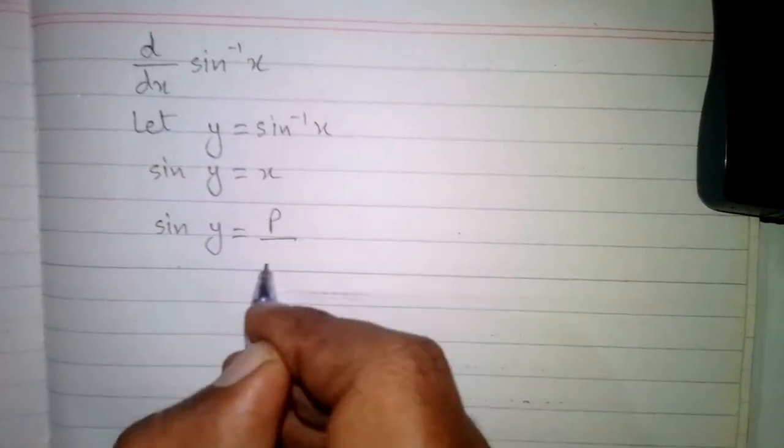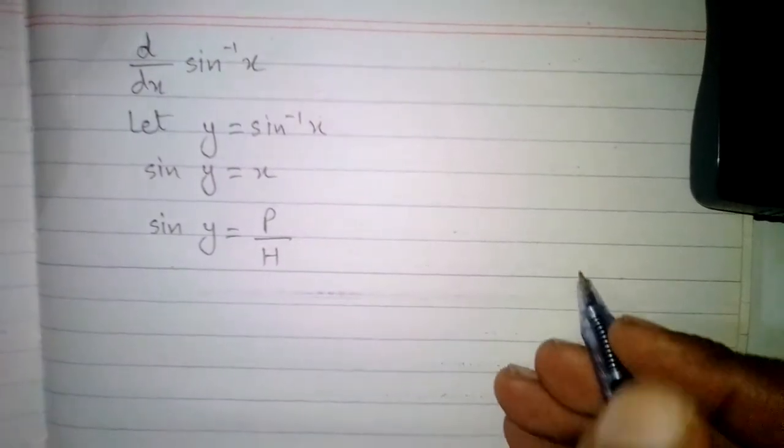In this video we will find the derivative of sine inverse x. So we can let y is equal to sine inverse x. So sine y is equal to x. We know that sine y is equal to perpendicular upon hypotenuse in a right angle triangle.